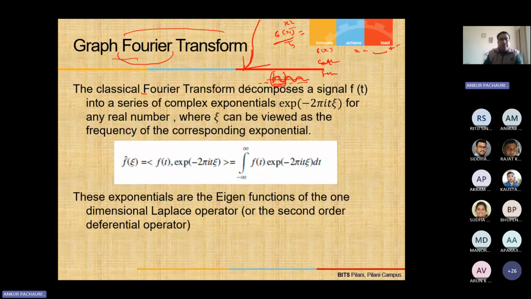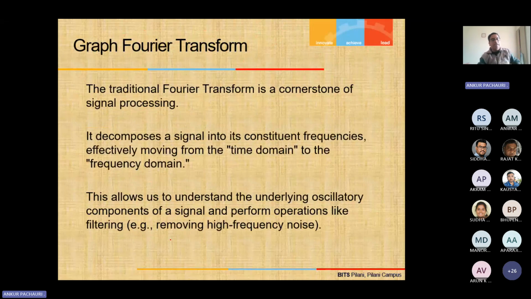So the classical Fourier transform decomposes a signal. Signal means any of those continuous functions, into a series of complex exponential parts, e to the power minus 2 pi i t phi for any real number, where phi will be viewed as the frequency of the corresponding exponential. Somehow we were converting it into those exponentials. So these exponentials are the eigenfunctions of the one-dimensional Laplace operator, or a second-order differential operator. Okay, so that somehow I can convert it.